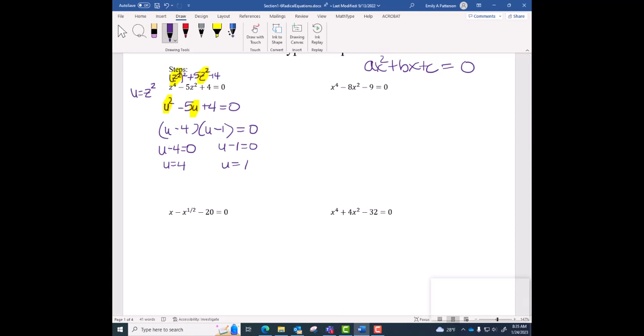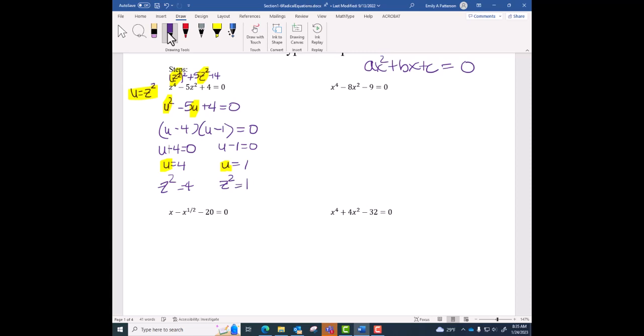So actually what I'm trying to do is find z, not u. What happens a lot of times is we kind of stop and say, oh, I'm done. But we have to put this here in for our u. So when you're done, don't forget to take it back and say, well, u is equal to 4. That means z squared is equal to 4. And u is equal to 1. That means z squared is equal to 1.